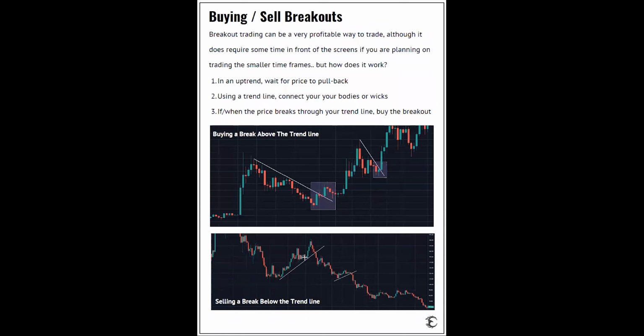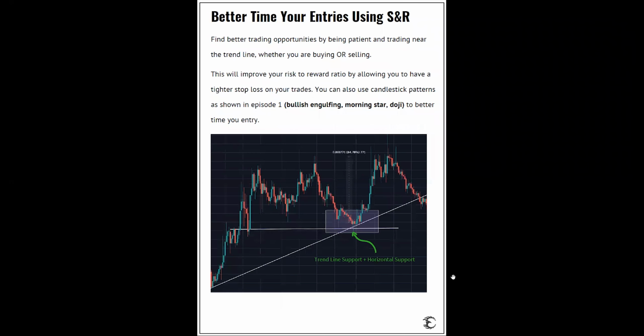So you are better off selling here, or selling here even, enjoying this bit of profit, not worrying about catching the top, than holding here, hoping for it to return to the trend and then losing all of this money here. I would much rather give a little bit back than try holding or giving all of this back to the market. So you can better time your entries using support and resistance.